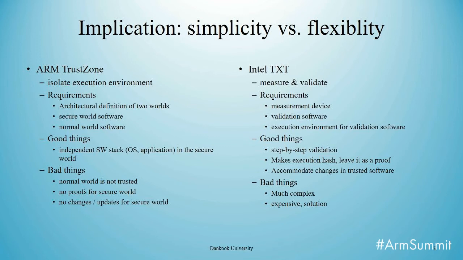ARM's TrustZone is all about an isolated execution environment. It simply isolates the execution environment and throws all the secure things into TrustZone. While TXT is for measure and validate. It focuses much more on measurement and validation. It needs a measurement device, and we need validation software. To run validation software, we need a clean execution environment. I'm not claiming that TrustZone is wrong or bad; it is part of the requirements, but it doesn't include a measurement device or validation software.